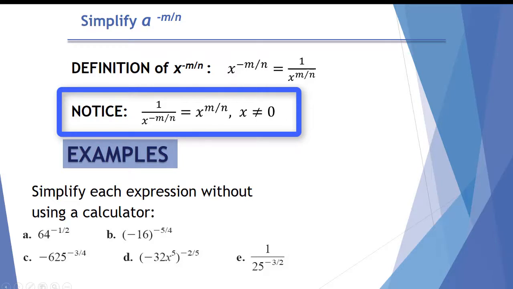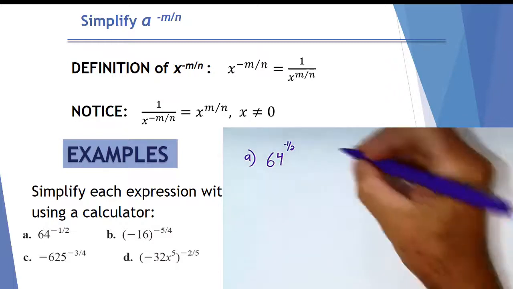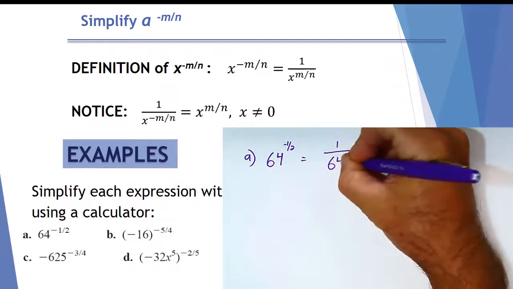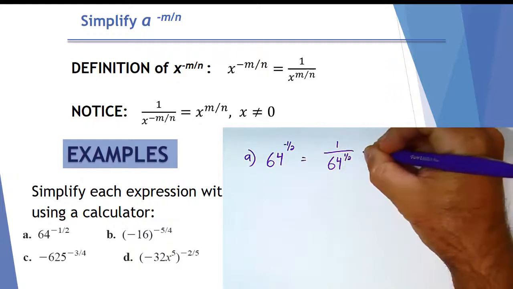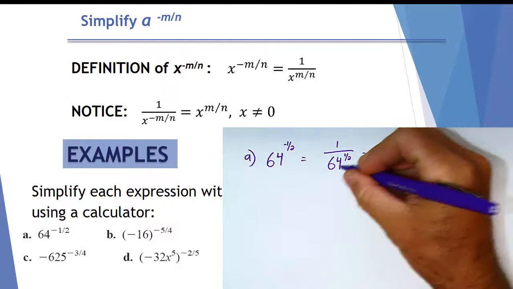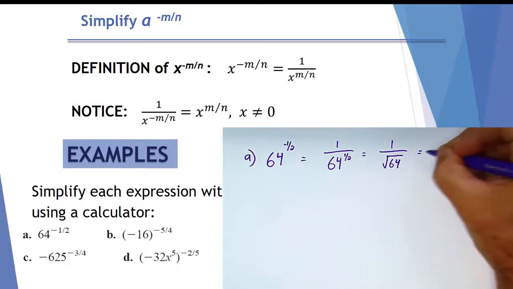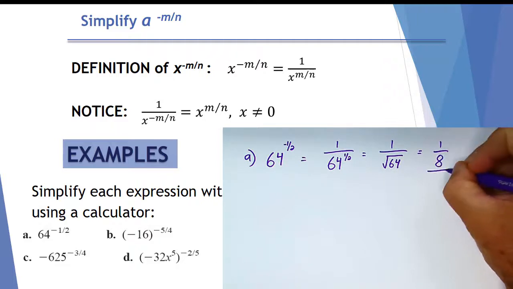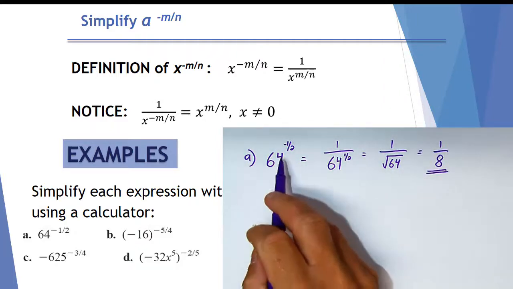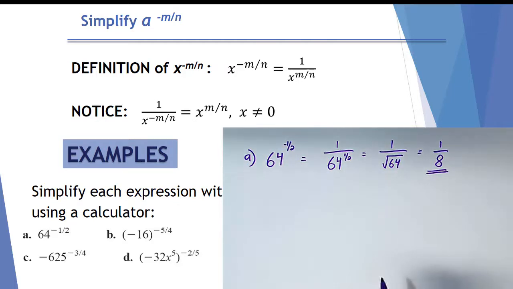Let's take a look at a few examples here. 64 to the negative 1/2 is the same as 1 over 64 to the positive 1/2, which is, of course, the same as 1 over the second root of 64, or in other words, the square root of 64, which means this is 1 over 8. Try typing that into your calculator. 64 exponent negative 1/2, you might need parentheses around that negative 1/2. You should get 1/8.